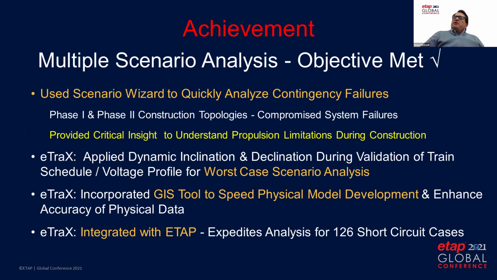So we needed to analyze multiple scenarios here. We used the Scenario Wizard to do that. We had to analyze a phase 1 construction design or configuration of the railroad and a phase 2 construction configuration. And this provided critical insight to understand the railroad propulsion limitations during construction, and to evaluate additional contingencies that might need to be considered during construction if there were contingency failures.